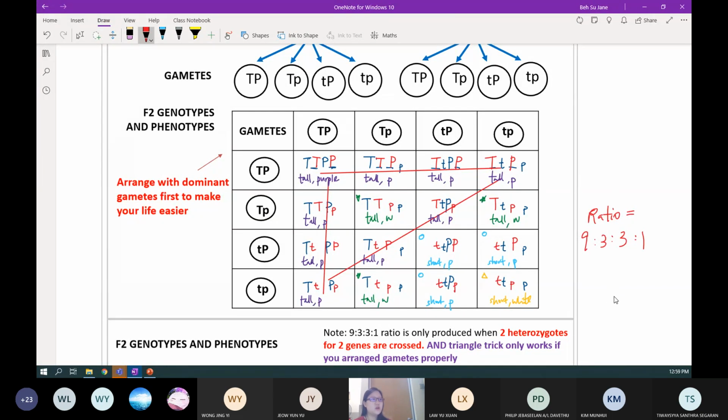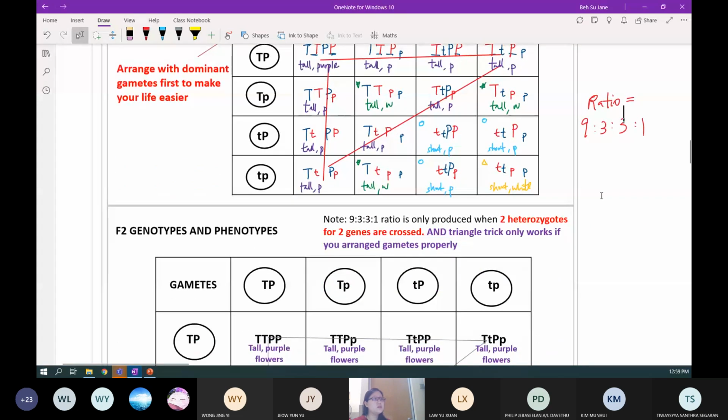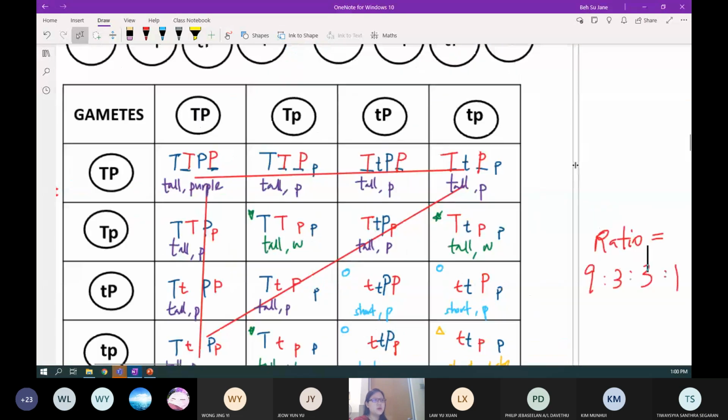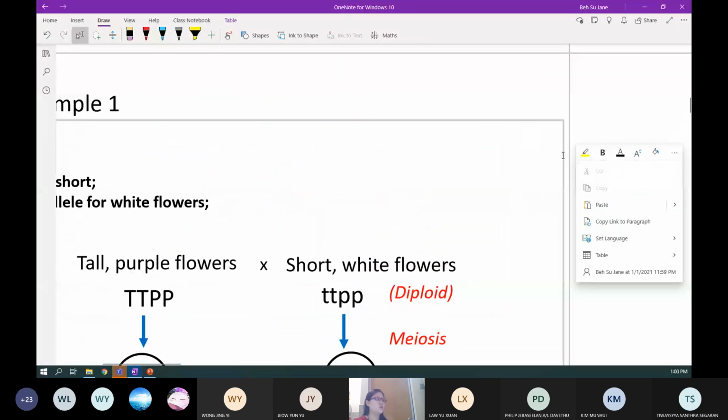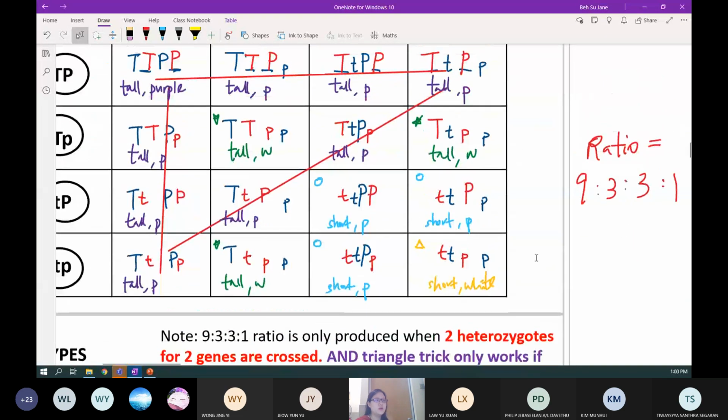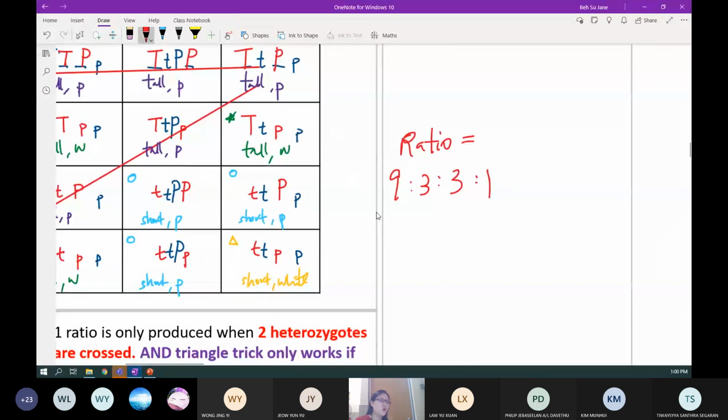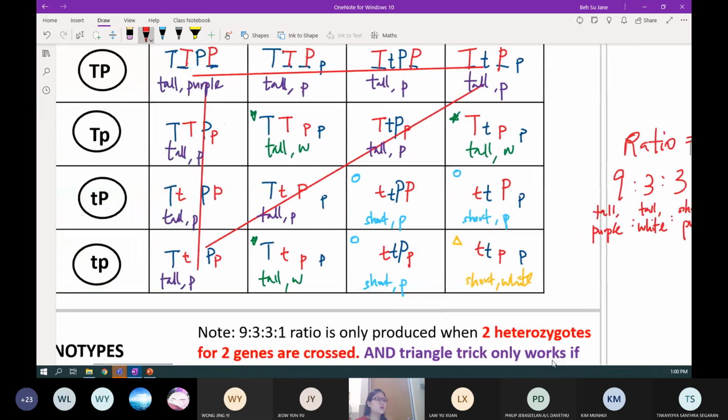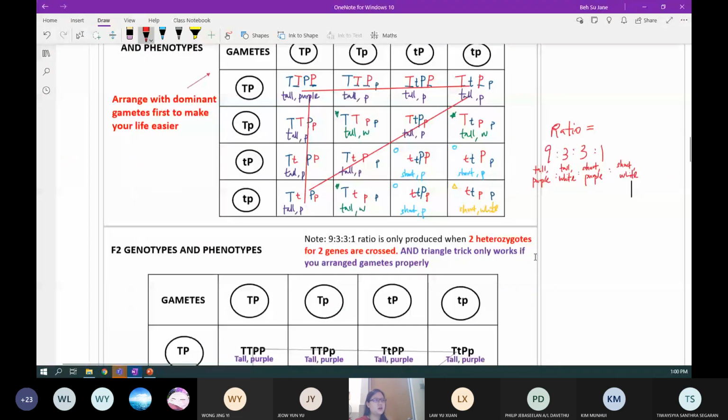Now, in the exam, it may not be sufficient to write a ratio like this, especially if they are very particular. So make sure you tell them what the ratio is about. Oh no, what did I do? Go back down. Right, tell them what the ratio is. This is tall plant, purple flower, to tall plant, white flower, to short plant, purple flower, to short plant, white flower. Ta-da! And you get a nice 9-3-3-1 and a diagram with minimal mistakes. Yay!